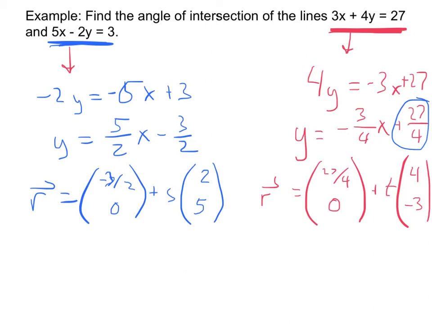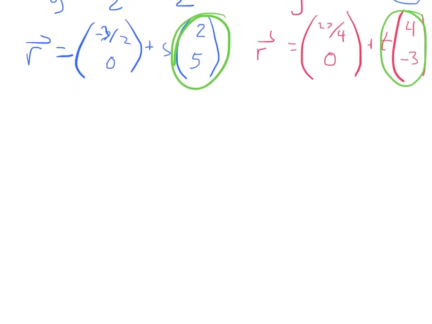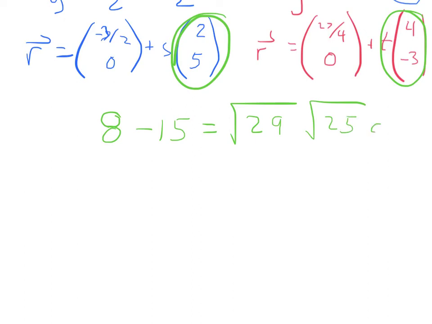Okay? So now that I'm at this point, we want the angle between these two lines. That means I want the angle between these two directional vectors. Right? So again, I'm going to go into my dot product method for that. First, we have the dot product of these two vectors. The dot product is 8 minus 15 equals the magnitude of the first vector, that's root 29, times the magnitude of the second vector, that's the square root of 25, which is actually 5, and then the cosine of theta.